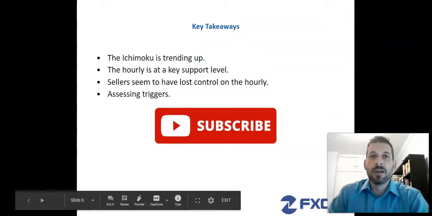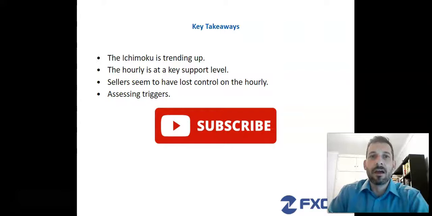Let's just end off with some key takeaways. The Ichimoku is trending up on a daily time frame. The hourly chart is showing the Euro US dollar is at key support levels. Sellers seem to have lost control on the hourly, and we are busy assessing the triggers now.